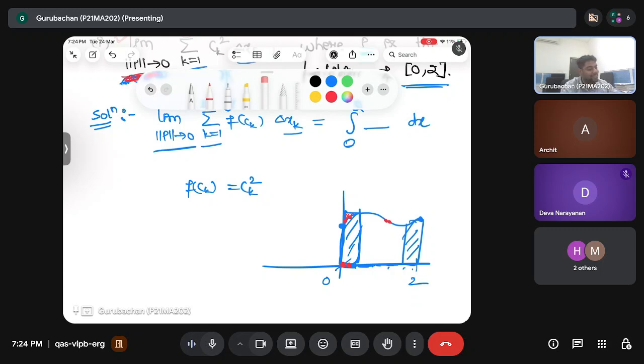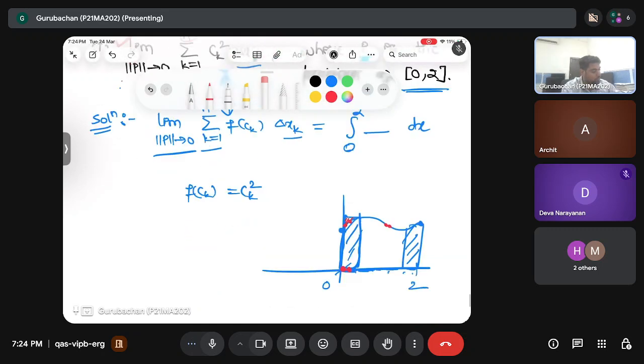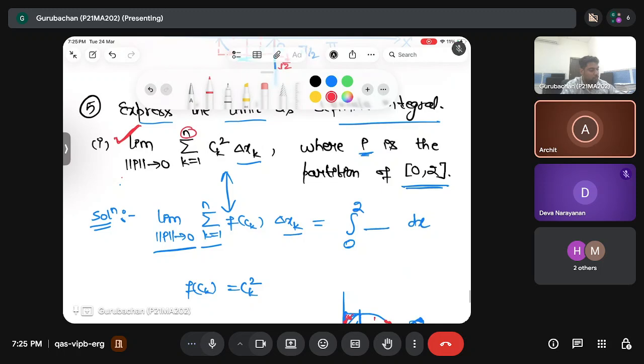Understood why there is k? Here k represents the subinterval. This one is the first interval, this one will be the second interval. In the same way, this one will be the nth subinterval. Understood? Sir, yes, sir, I understood.